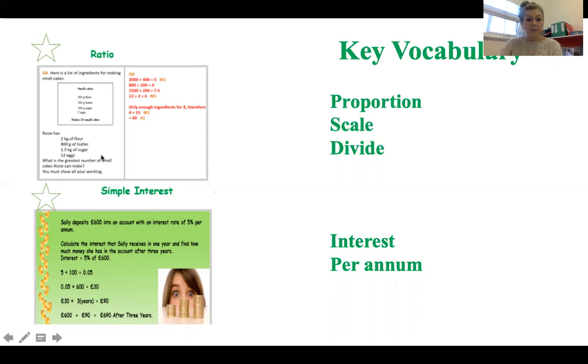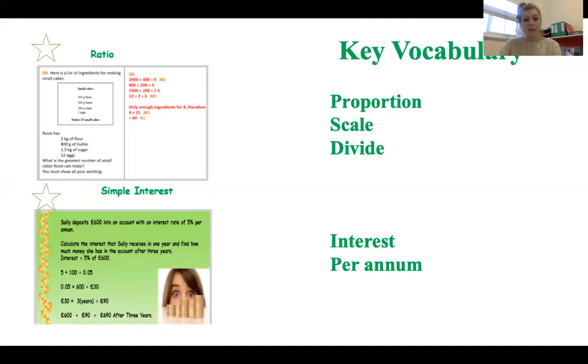So this example here, we've got a list of ingredients that make small cakes. So we've got 400 grams of flour, 200 grams of butter, 200 grams of sugar, and 2 eggs. And we're told that this makes 15 cakes. Rosie has these ingredients. So she's got this amount of ingredients for each part of this recipe. And we're asking, what is the greatest number of cakes that she can make? So you will look at some of this information and you will see how many of these ingredients can be divided into that recipe, and this should give us the answer of how many cakes she can make in total.